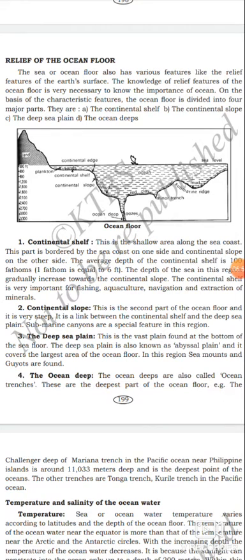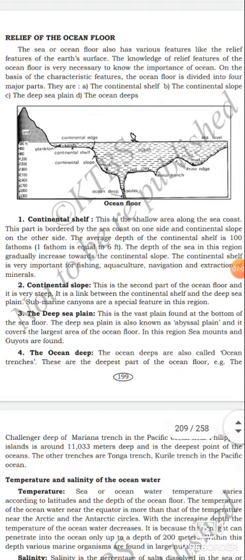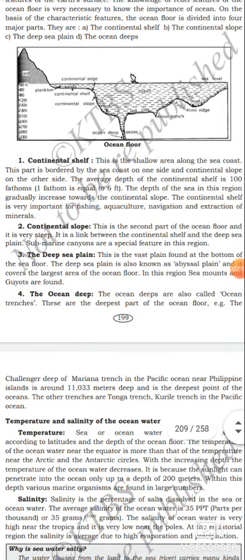On the basis of the characteristic features, the ocean floor is divided into four major parts. Listen, dear students, the ocean floor is divided into how many parts? Four major. Major means important parts. Let us see now. The continental shelf. Second one is the continental slope. Third one is the deep sea plain. The fourth one is the ocean deeps. Let us see now one by one.